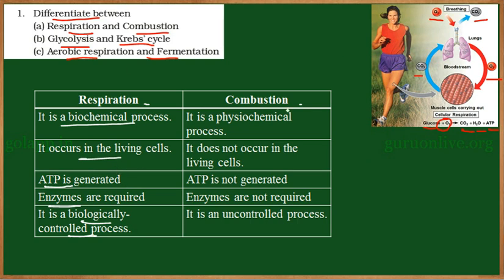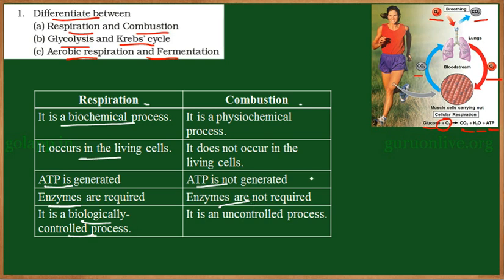Now coming to the other one, combustion. So what happens in combustion? In combustion, the substances get burnt, releasing heat and light energy. Here, energy is not obtained in the form of ATP, but the energy is released. It is not in the form of ATP that we see in a living cell, but a large amount of light will be produced. For this kind of reaction to take place, enzymes are not required.